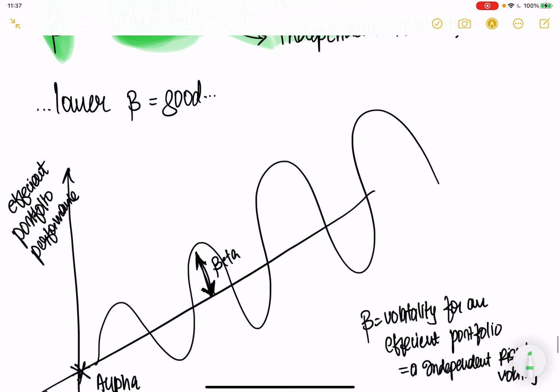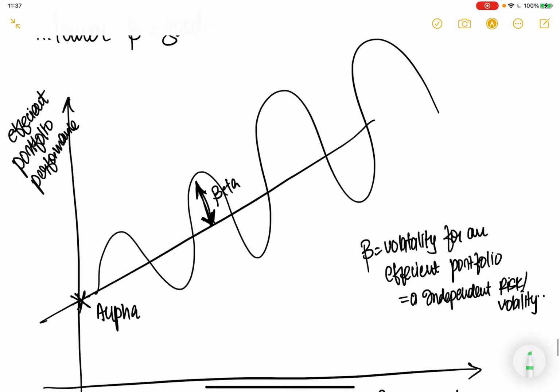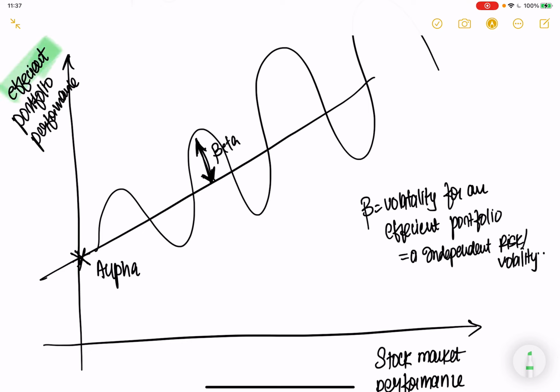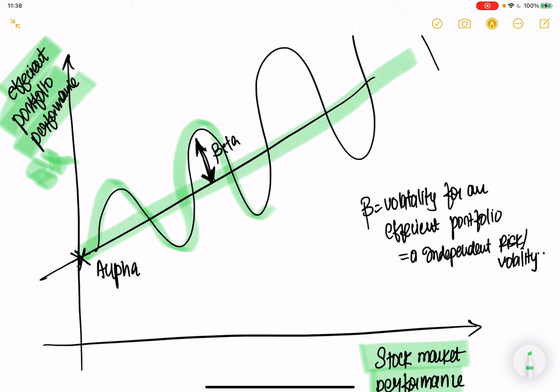So for a market portfolio, let's say this is the market portfolio, and on the left we have efficient portfolio performance, which is, let's say, the S&P 500, right? Because that's an efficient portfolio, it's a market portfolio. And here is the overall market performance. So if the market performance goes this way, and if your portfolio goes in this curve, then alpha is basically when the market returns 0%, what is your portfolio's performance?